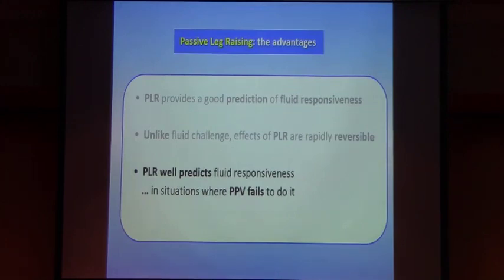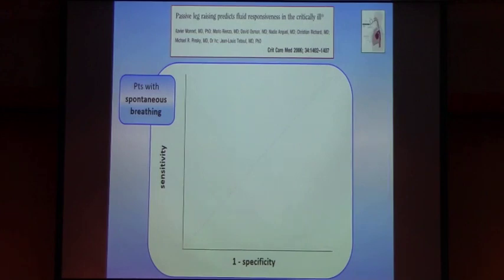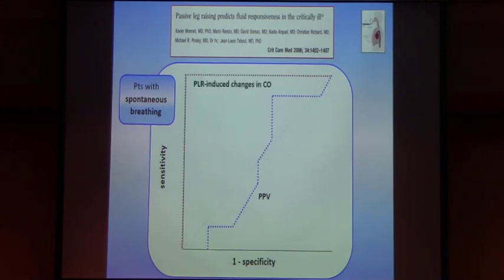Third advantage, PLR well predicts fluid responsiveness in situations where pulse pressure variation fails to do it, for example, in case of spontaneous breathing activity. We performed a study years ago with Xavier Monnet and others in my institution. We used esophageal Doppler to assess the effects of passive leg raising, and we included only patients with spontaneous breathing activity. And what we found is that PPV cannot well predict fluid responsiveness in this population. Look at the area under the ROC curve, which is close to 0.50. But the changes in cardiac output during PLR well predicted fluid responsiveness, and the area under the ROC curve is totally different here.